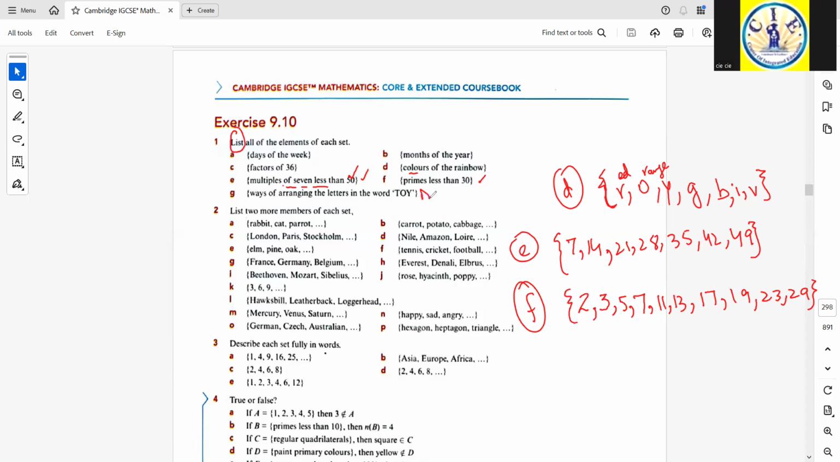Okay, then part G. Ways of arranging the letters in the word toy.